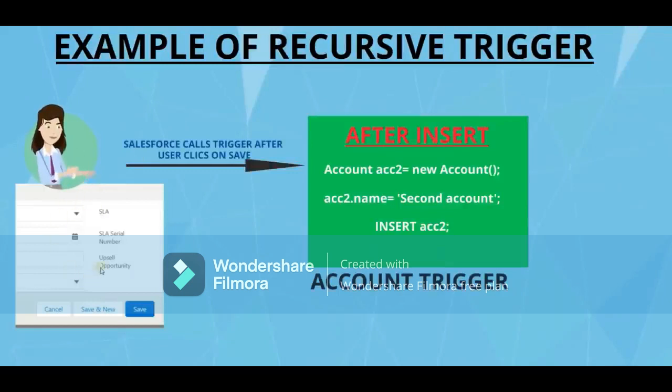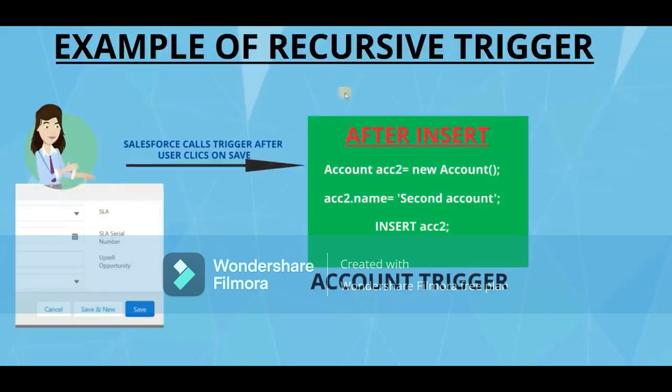So let's say we have a user who is actually creating an account from the user interface. Once the user clicks on save, Salesforce calls triggers after the user clicks on save. So now let's say we have after insert event logic on the account trigger. So here in after insert, we are inserting another account.